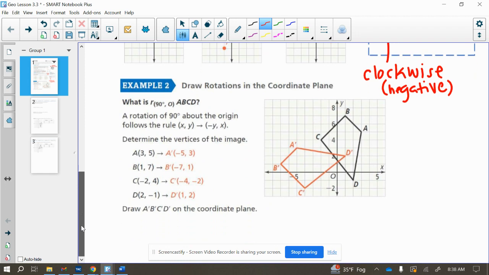So if we look here at this original, we see our original points for A, B, and C are pre-image points. And in that 90-degree rotation, again, we are switching the order. So for instance, 5 and 3 switch spots, and then the 5 becomes negative. We flip that sign. 1 and 7 switch spots, that original Y value became negative. Negative 2 and 4 switch spots, the original Y value became negative. 2 and negative 1 switch spots, and then the negative 1 became a positive 1. So again, we see that flip there.